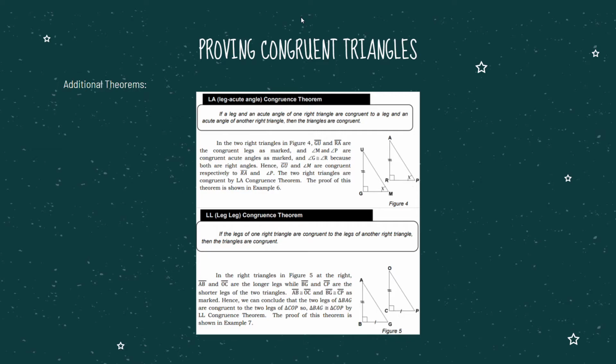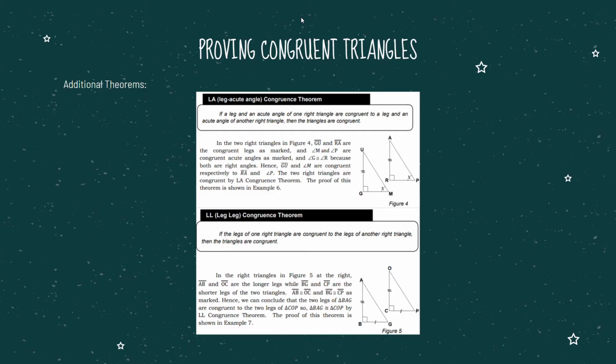Next, we have the LL or leg-leg congruence theorem. If the legs of one right triangle are congruent to the legs of another right triangle, then the triangles are congruent. In the right triangles in figure 5 at the right, line segment AB and line segment OC are the longer legs, while line segment BG and line segment CP are the shorter legs of the right triangles.